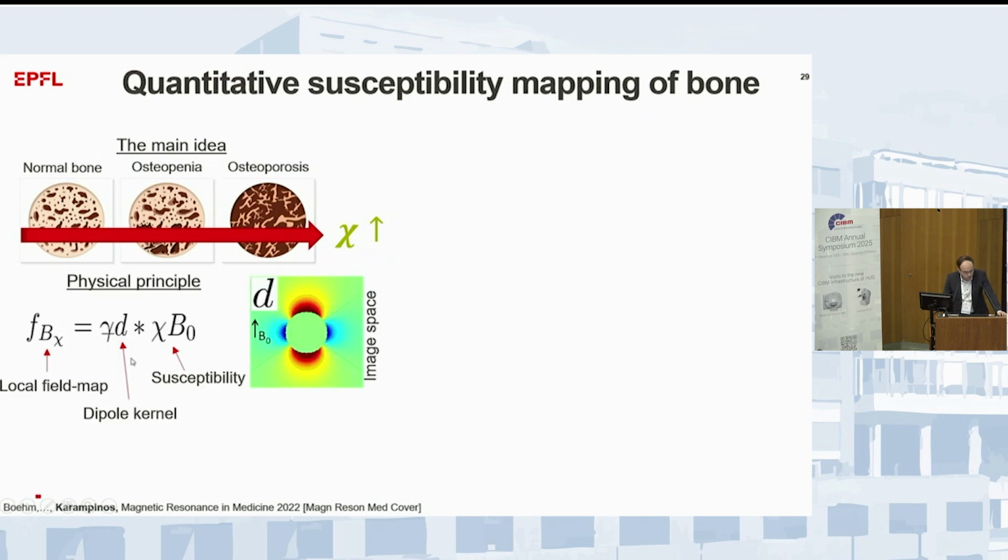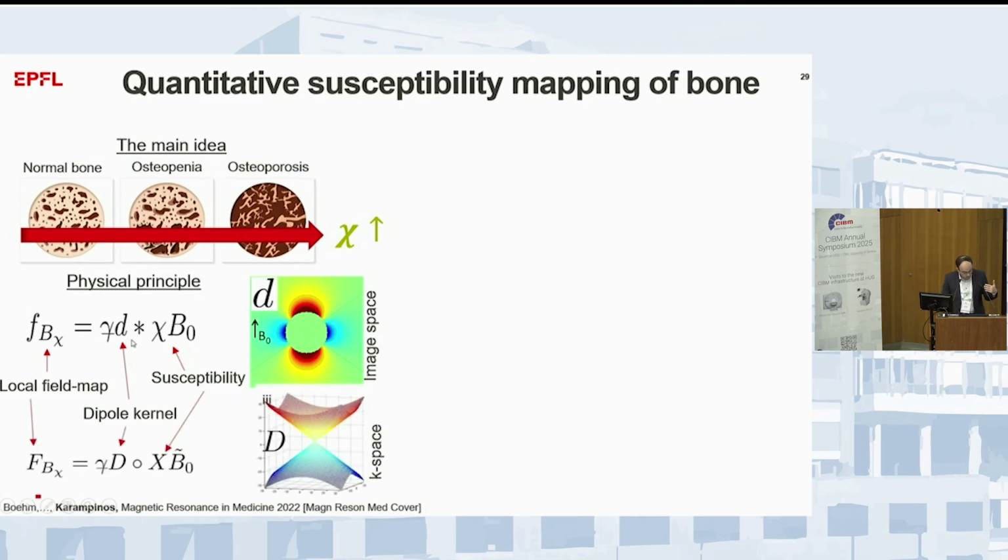The physical principle of how chi distorts the local magnetic field is basically that you have the local field map measured, and you have a convolution between the susceptibility map and the dipole kernel. This dipole kernel is known from magnetostatics, from basic physics: for a given sphere, if the susceptibility of the sphere is different than the surrounding, how much it will distort the surrounding field. The easy way to solve this type of problem is, going from the convolution, to go to the Fourier space, from the image space to the Fourier conjugate space, where you replace the convolution by a multiplication.